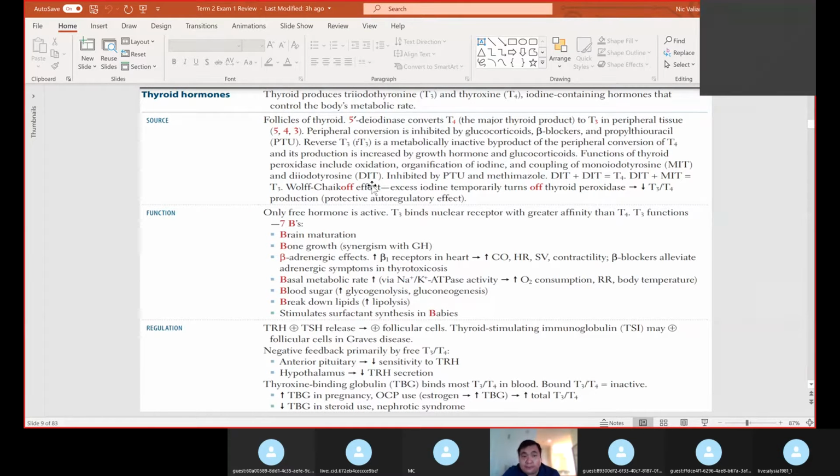High yield, what's the function of your thyroid hormones, specifically your T3, most active? 7 Bs: brain maturation, bone growth. So it has a synergistic effect with your growth hormone. Beta adrenergic effects, beta 1 receptors: Gs, Gi, Gq.